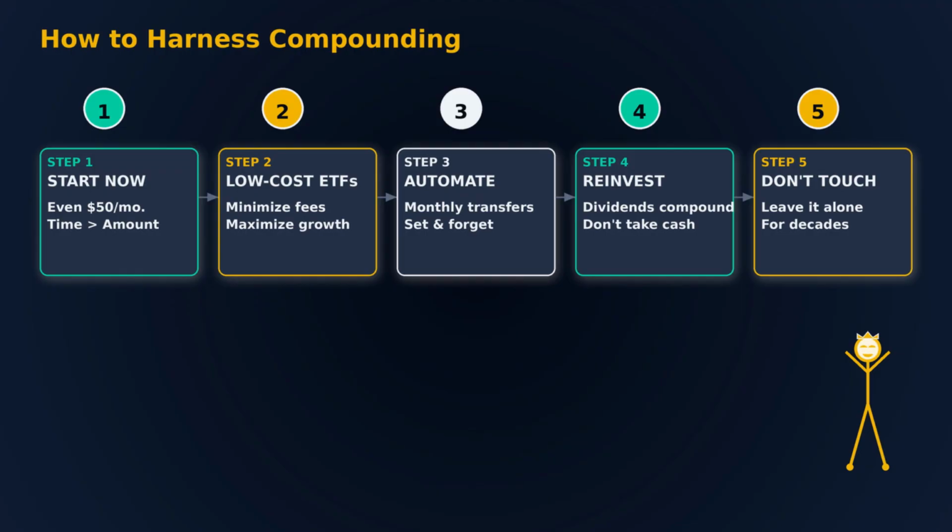Albert Einstein supposedly called compound interest the 8th wonder of the world. Whether he actually said that or not, the principle holds. Compound interest is the most powerful force in personal finance. The earlier you start, the harder it works for you.